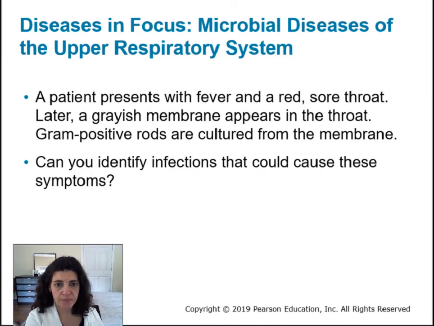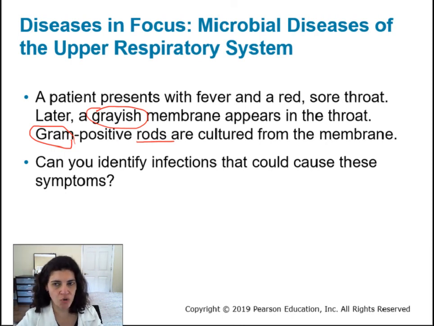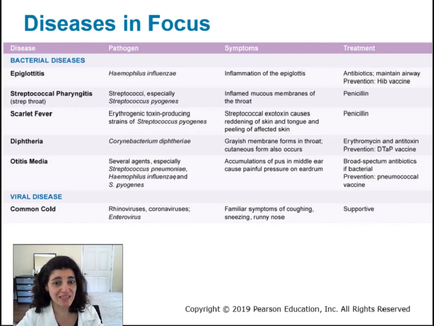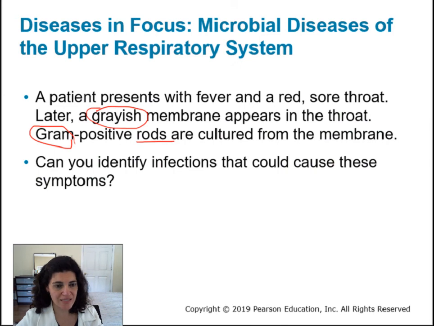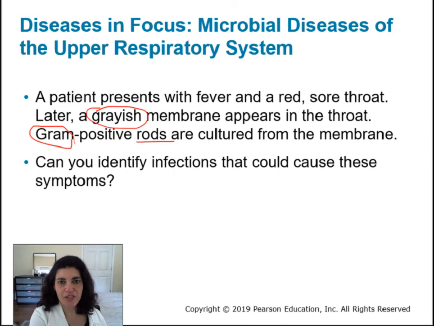Okay, guys, let's see this case here. Patient presents with fever, red sore throat, later a grayish membrane. Which type of microbe that is gram-positive and a rod that forms a grayish membrane could we be talking about here? So go back to your notes, to what we just talked about. Have a look at this table and see which one is the microbe that is causing this disease, okay? If you have questions, please ask me.